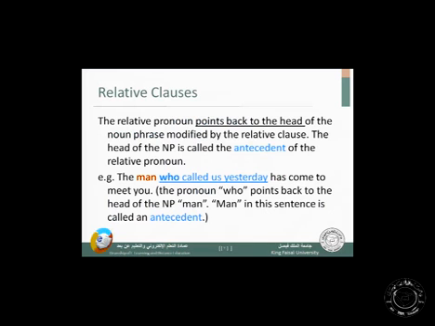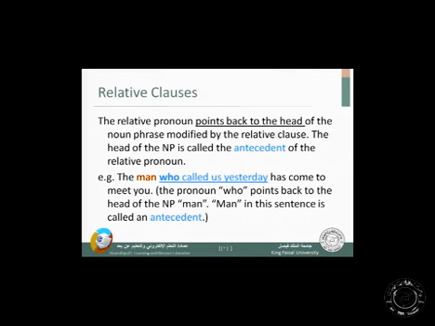Alright, let's move on to talk about antecedents, or the antecedent of the relative pronoun. The relative pronoun points back to the head. We said it modifies the noun phrase. As we said previously, each noun phrase has a head, and each phrase has a head, of course. The head of the noun phrase that is modified by the relative pronoun, this is called the antecedent.